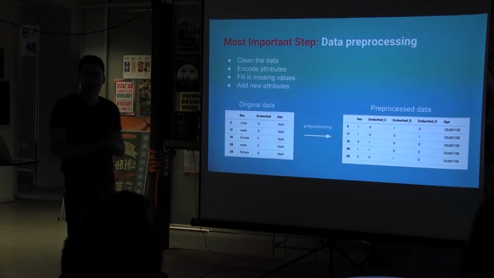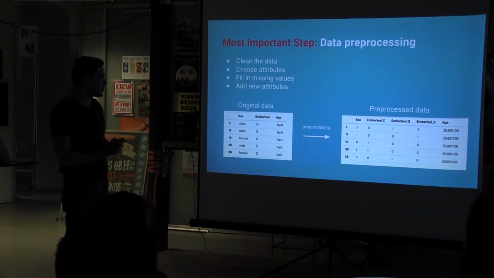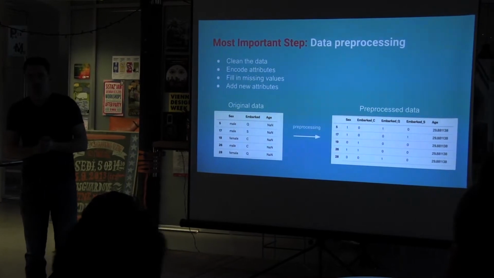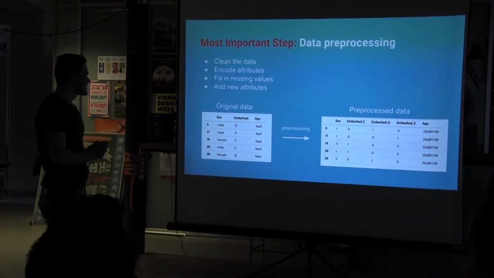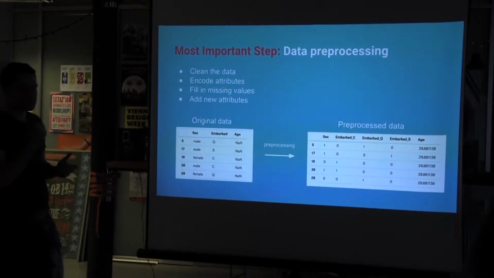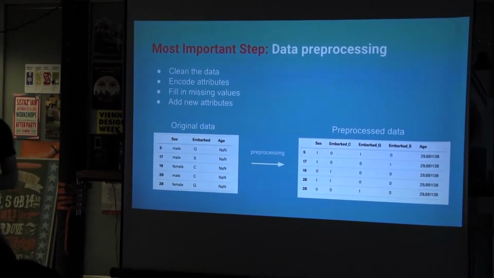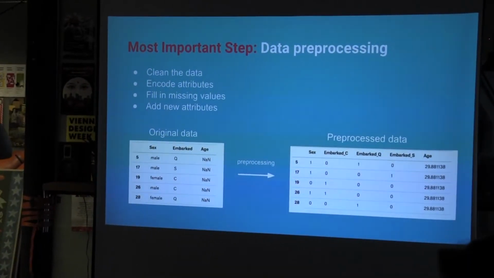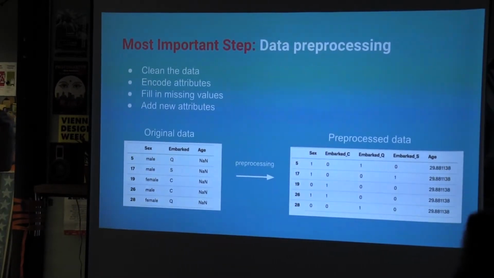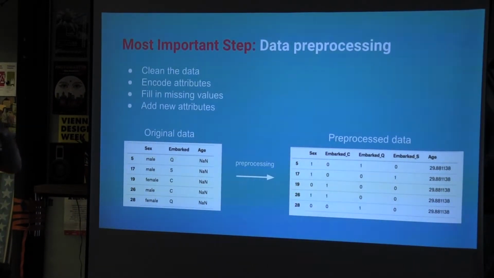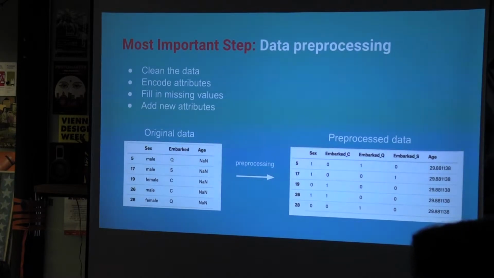So the second step is basically the most important step, and where machine learners spend most of their time. It is the preprocessing step, and we start with cleaning the data. If a sample, a row of data, has a lot of missing values, then it's better to remove it. Or if we know that a sample is wrong, then it's better to remove it. Then we go to the second step, which is encoding the attributes.